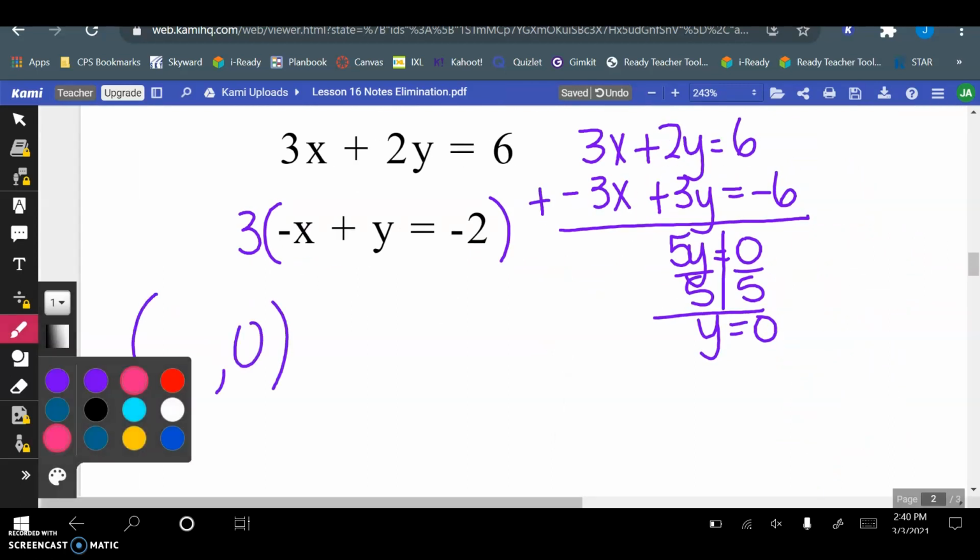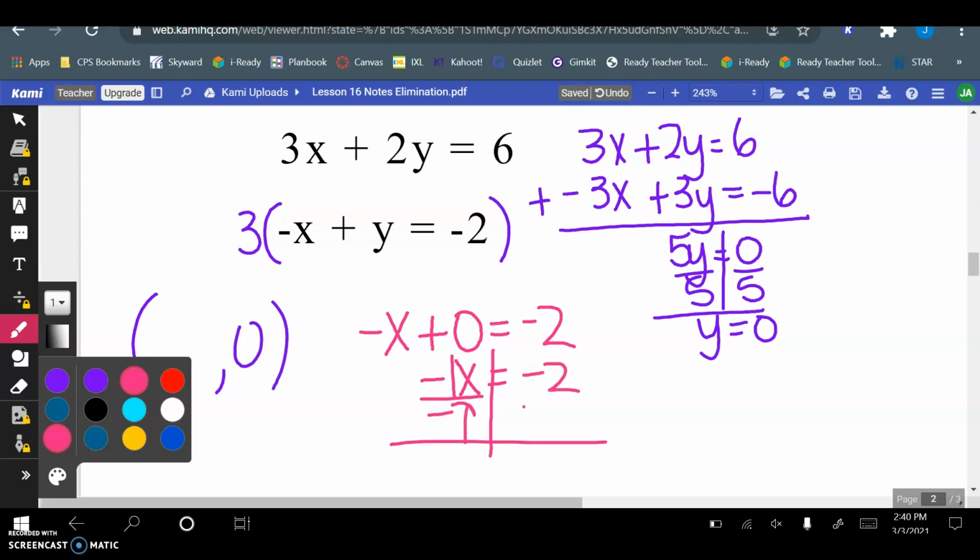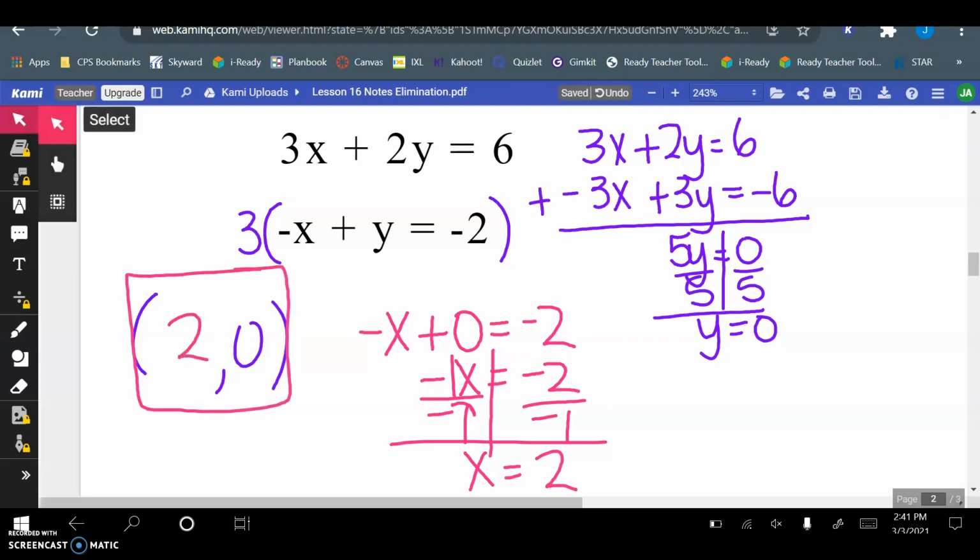Then I'm going to plug it back into one of those equations. I'm going to pick the bottom one this time. So I'm going to have negative x plus 0 equals negative 2. So really negative x equals negative 2, and remember that's like a negative 1. So I'm going to divide by negative 1, and I'm going to have x equals 2. And we have our ordered pair.